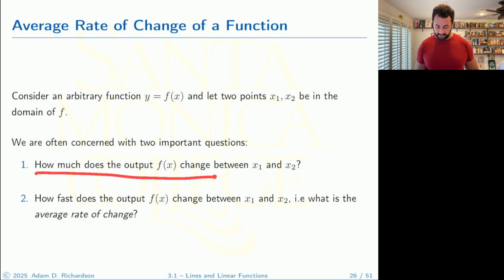We often want to ask ourselves these two questions when we're given this information. One, how much does the output f of x change between x1 and x2? How much does the output change between those two values? And the second question is, how fast does the output change between those two values? So in other words, we want to know, what is the average rate of change of the outputs? To talk about that, we're going to need a couple definitions, and then we're going to get a very, very familiar formula for this.